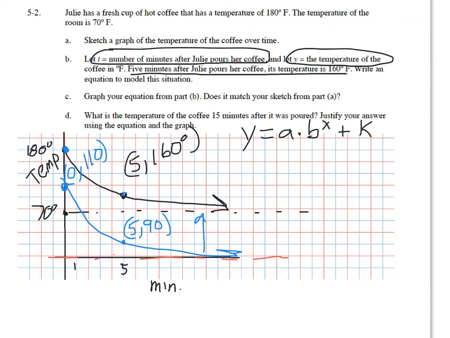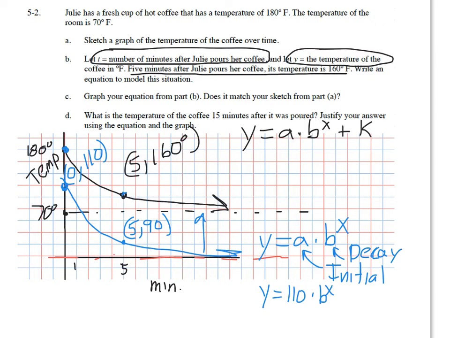Now let's find our initial value and growth factor for this blue graph, a times b to the x, or not growth factor, but decay factor. So this is going to be our decay factor. This is going to be our initial value. Well, the initial value we know is 110. So my equation right now is y equaling 110 times b to the x.